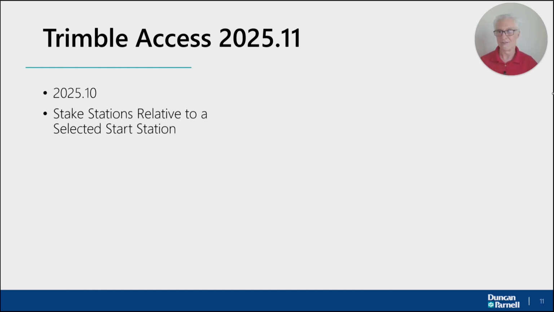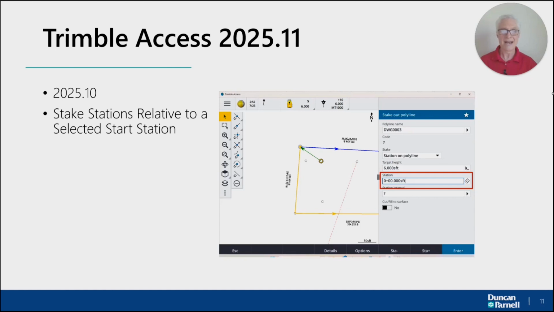Now, another great new feature there. If you like to stake out line work or you like to stake out roads in Trimble Access, they've also added the ability to stake stations relative to a selected start station. So, traditionally, if you choose 2 points to stake out a line, or you choose a polyline and the station at the beginning of the line is 0, all the stationing for your intervals and everything is based on that 0 station. But now when you go in here, I've got a polyline I'm staking out. When you go in there, there's a little icon to the right of the station box.